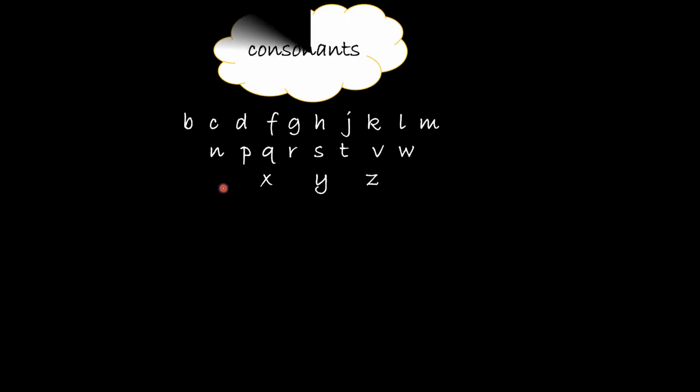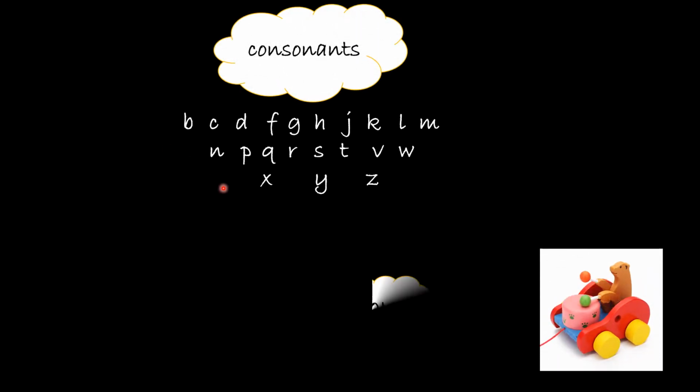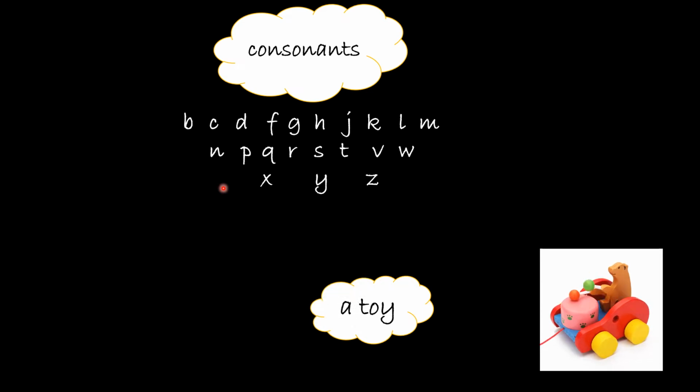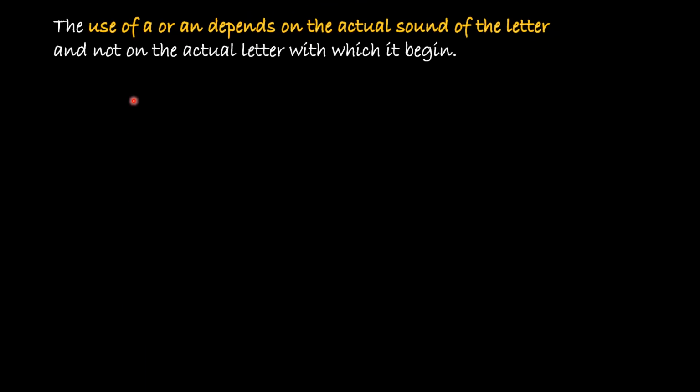So students, now let us talk about consonants. Now these remaining 21 letters are known as consonants, and the words which start with a consonant sound, we use a before that word. So students, the use of a or an depends on the actual sound of the letter. It is not compulsory that if a word is starting with a vowel, then you have to put an before it. It depends on the sound.